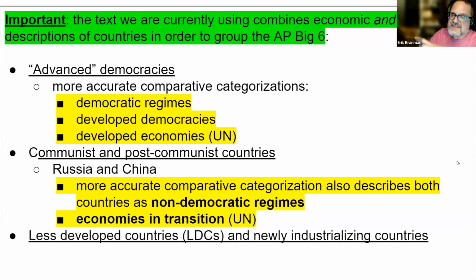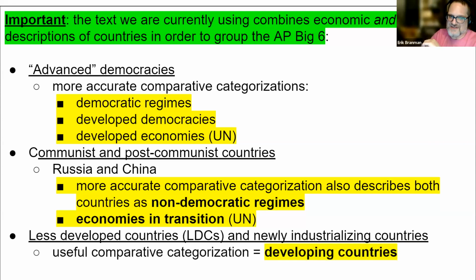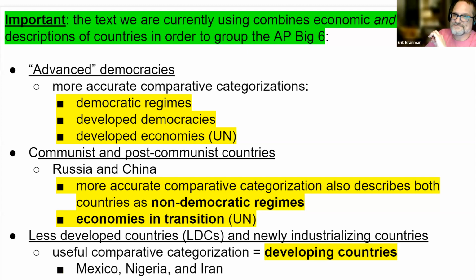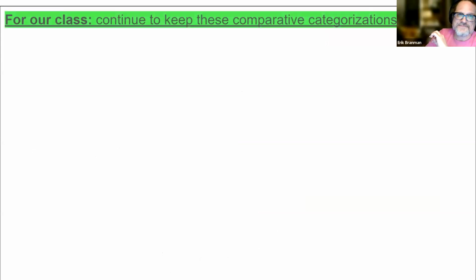Less developed countries come up in the text that we'll be reading, LDCs, and also newly industrializing countries. What I think is a helpful comparative categorization for these would be developing countries. This is Mexico, Nigeria, and Iran. So for our class, please keep these comparative categorizations in mind.